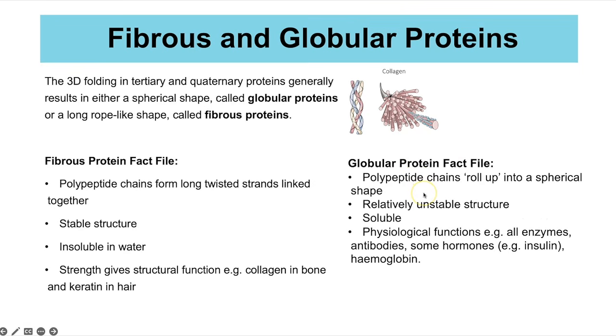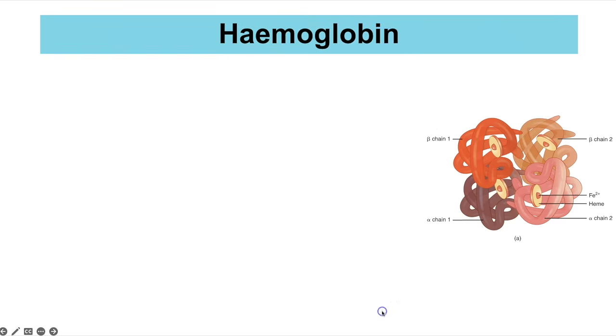In contrast, the globular proteins, they fold up into these sphere-like shapes, which means they're relatively unstable. They are soluble, and they are involved in physiological functions. So, for example, all the enzymes, antibodies, and some hormones and hemoglobin. But because they're relatively unstable, these are all very temperature and pH sensitive.